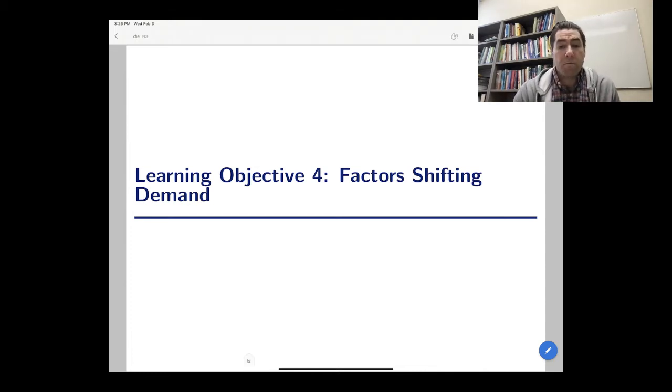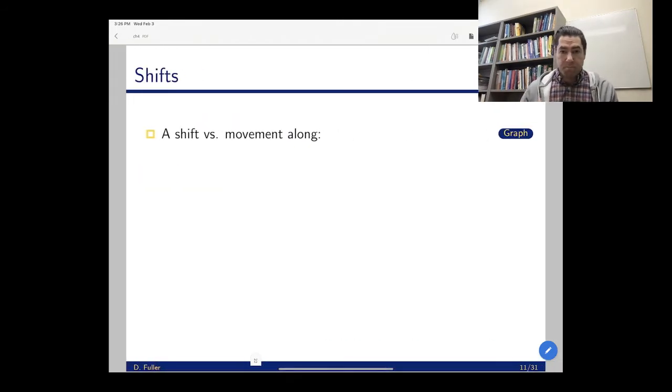Learning objective 4, we are going to look closer at what's going to shift demand. Ultimately, we're going to put all this together and have demand and supply. It's going to tell me the price of various goods and services and how those things could change depending on different events that happen. So the first step is to understand demand, what shifts demand. Eventually, we'll get to supply and what shifts supply, and then we'll have a pretty good working model of different parts of the economy. So, factors shifting demand.